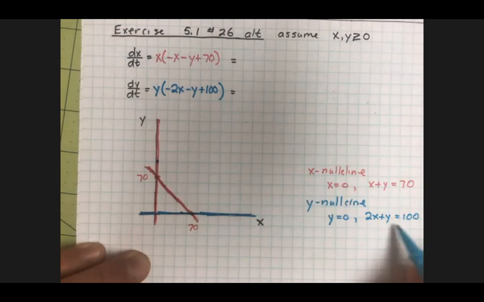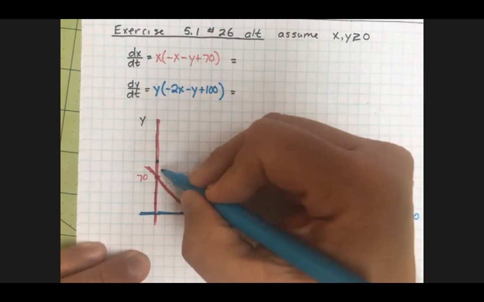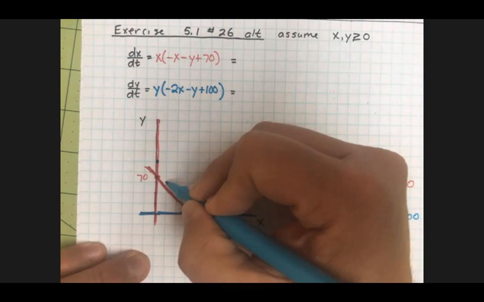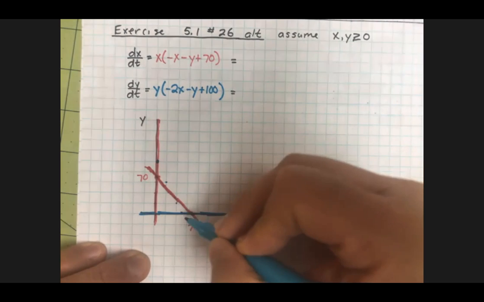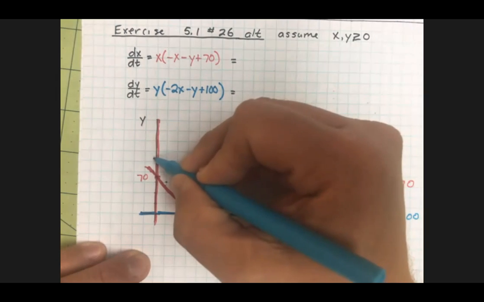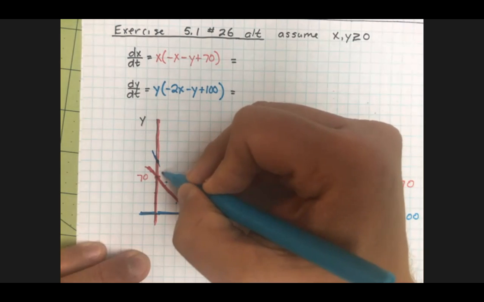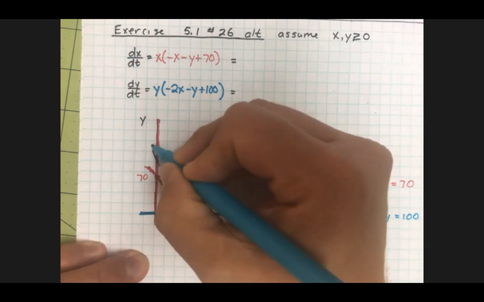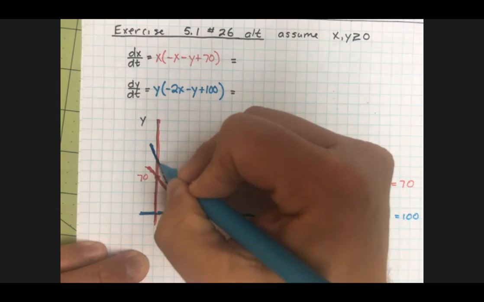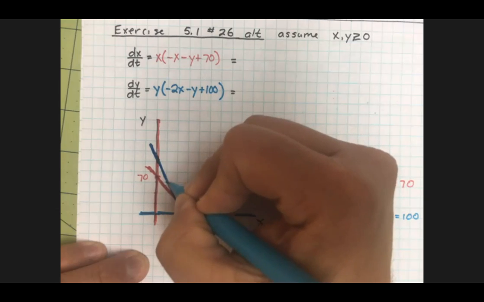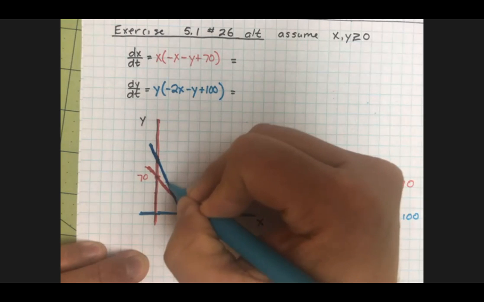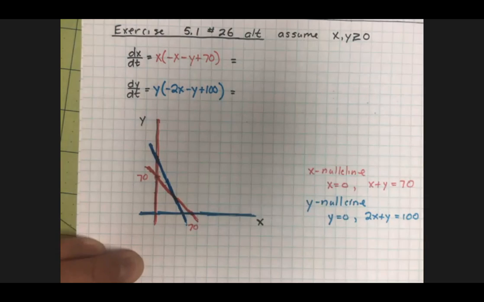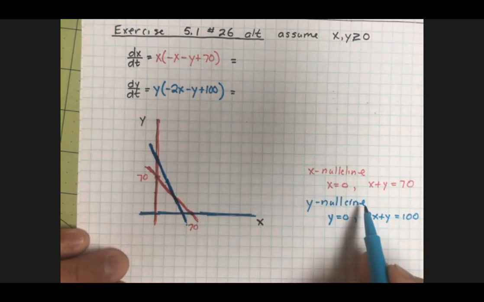You could say y equals minus 2x plus 100, so minus 2 slope and intercept of 100. So let me just draw that gently, and then we'll darken it up. And we'll put down a label for the scale markers. Okay, good. So these are the x nullclines and the y nullclines.